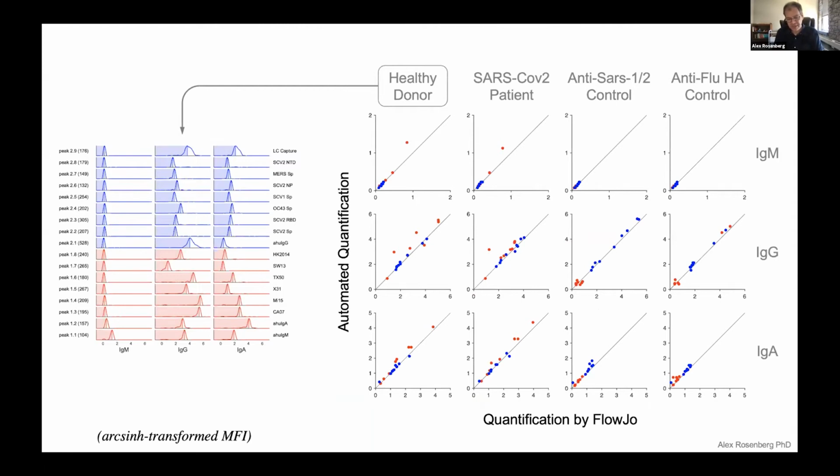doing this analysis manually using FlowJo, which is a fairly common flow cytometry analysis program. And we get high agreement between the two methods, between the quantification by FlowJo on the x-axis and automatic quantification on the y-axis.